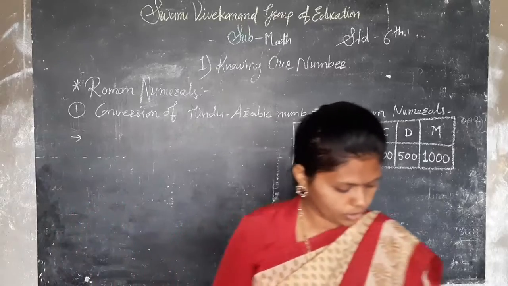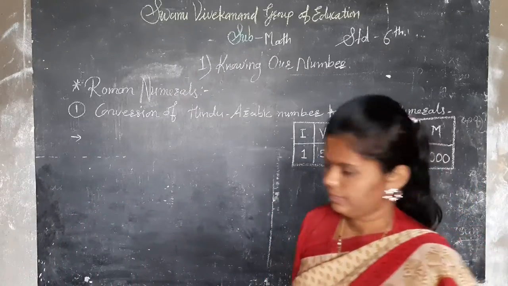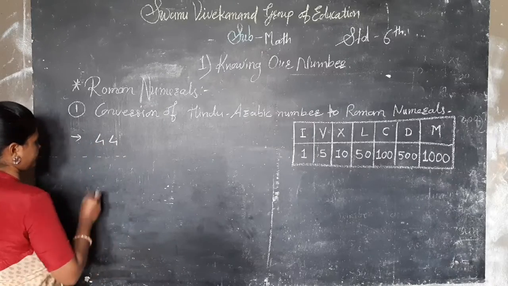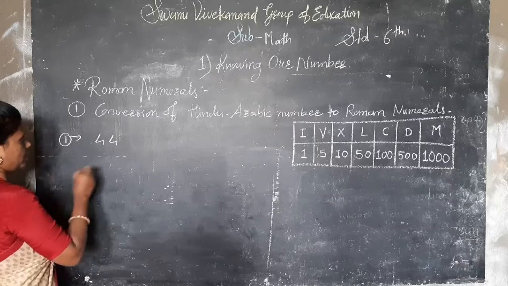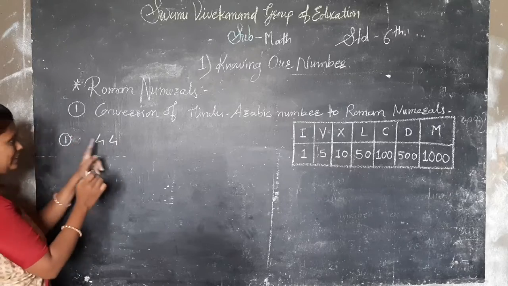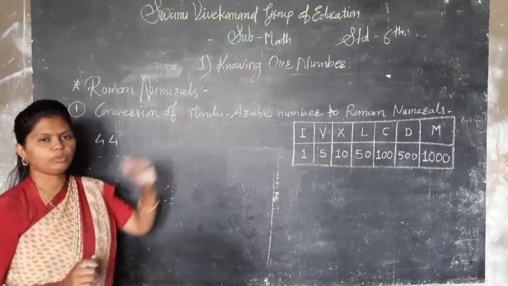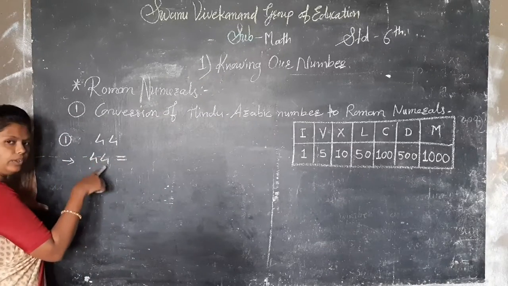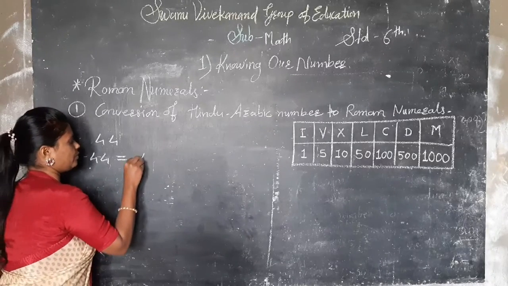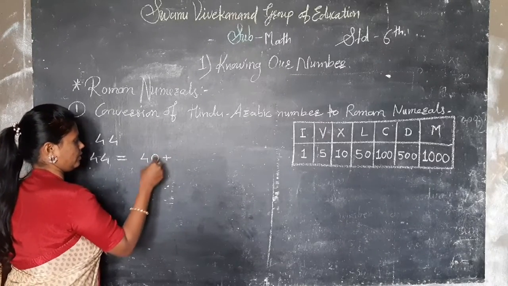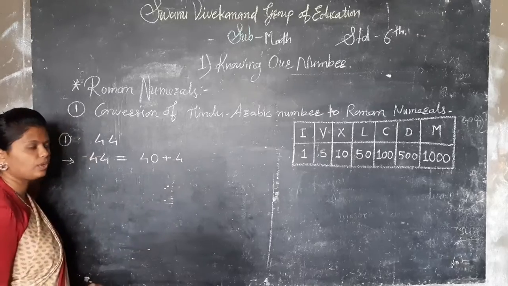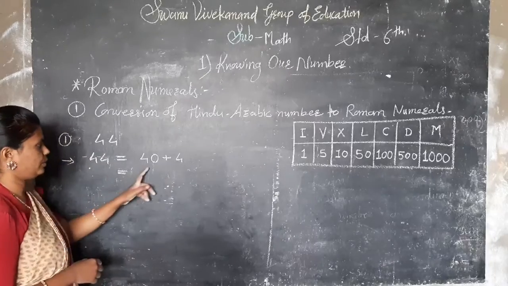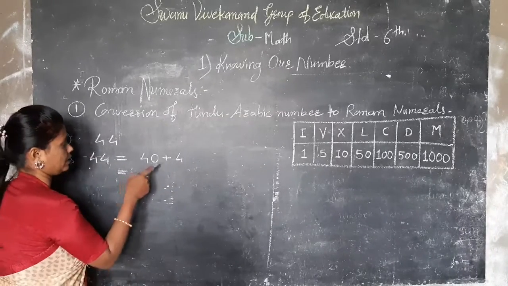Here the first point is conversion of Hindu-Arabic numbers to Roman numerals. Your first examples are 44 and 79. See, 44 is the first example. How are we going to convert 44, this Hindu-Arabic number, into Roman numerals? For that you have to write 44 in the form of an addition with the tens number: 40 plus 4. Here we can easily write 4 in Roman.